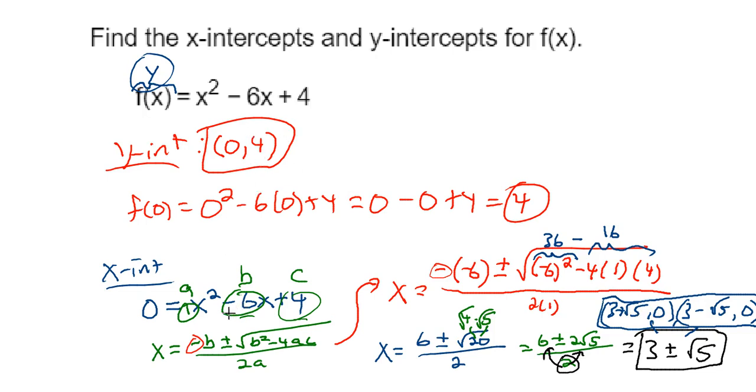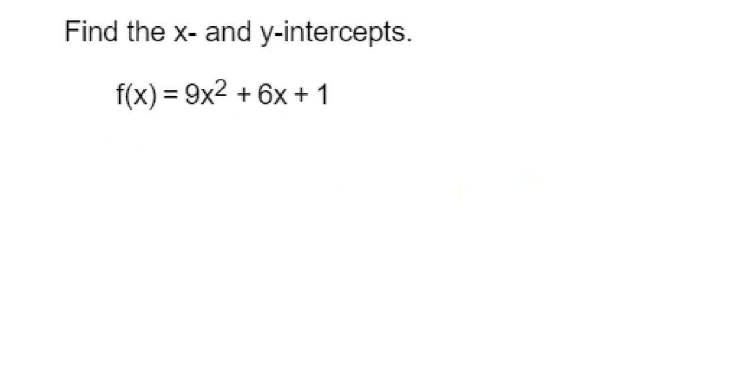All right, so that was a tough one. Hopefully they're not all going to be quite that bad. Let's take a look at the next one. All right, so we have f of x equals 9x squared plus 6x plus 1. And we want to find the x and y intercepts here.